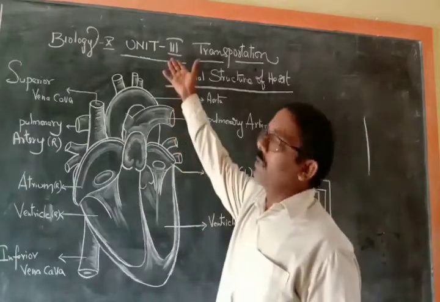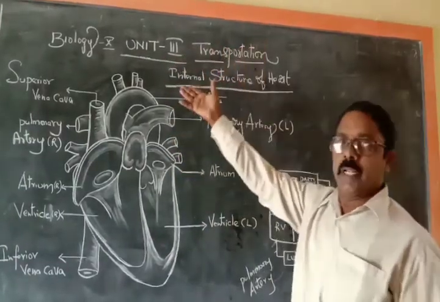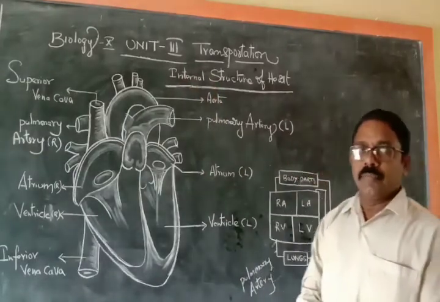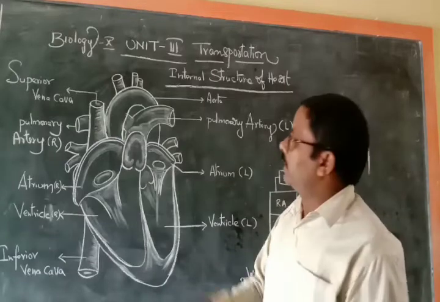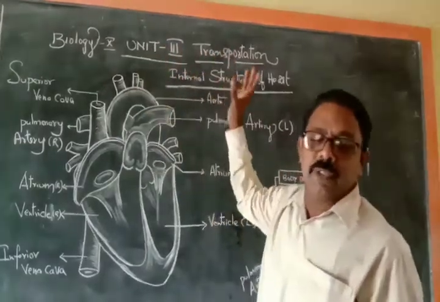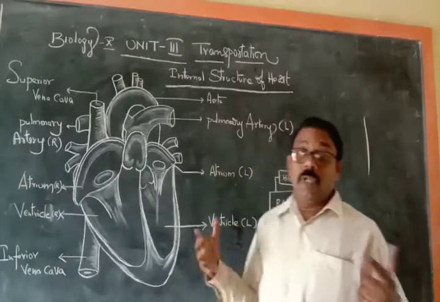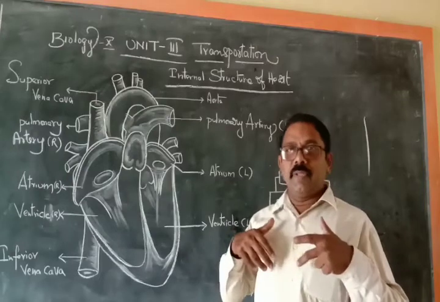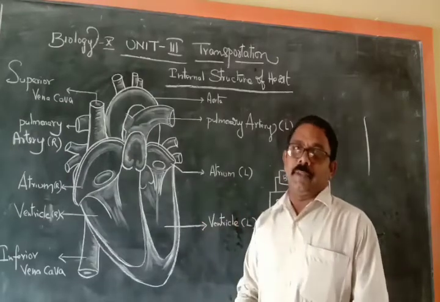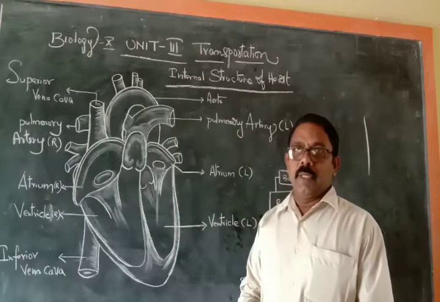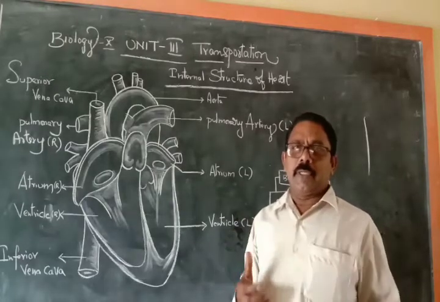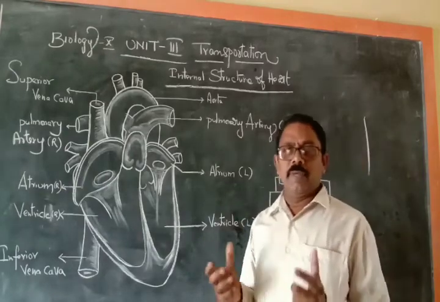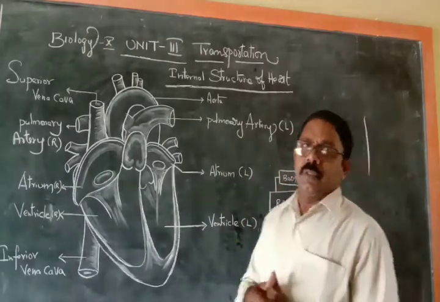Today I am discussing the internal and external features of the heart. First of all, the external features of the heart. Where is the heart located? The heart is located between the two lungs in the rib cage. The rib cage protects it from external injuries. The heart is present between the two lungs.